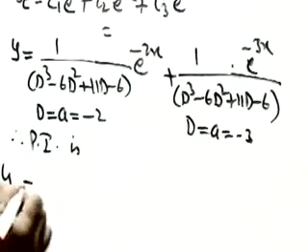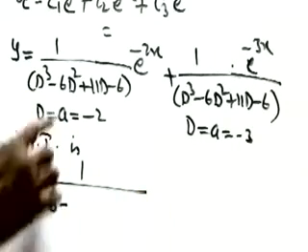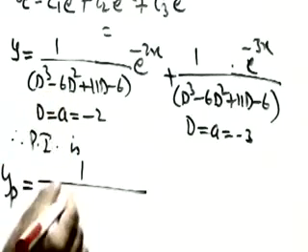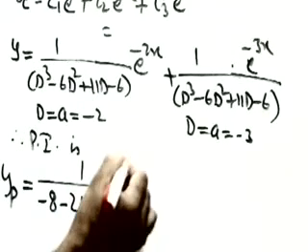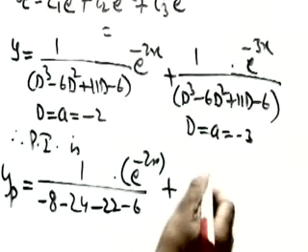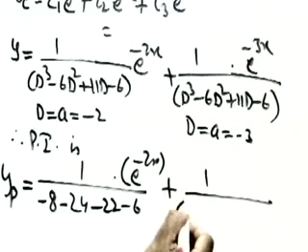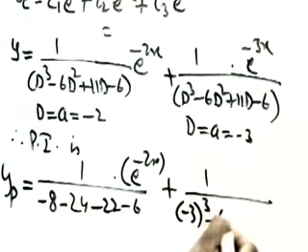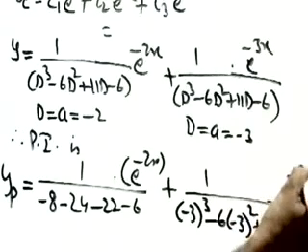Therefore, particular integral is yp equals to 1 divided by, if you keep minus 2 here, it will be minus 2 cube, minus 8. Minus 2 square will be 4. 4 into minus 6 is minus 24. 11 into minus 2 is minus 22, minus 6, into e power minus 2x, plus here we have to keep minus 3, so it will become 1 divided by minus 3 whole cube minus 6 into minus 3 whole square plus 11 into minus 3 minus 6 into e power minus 3x.